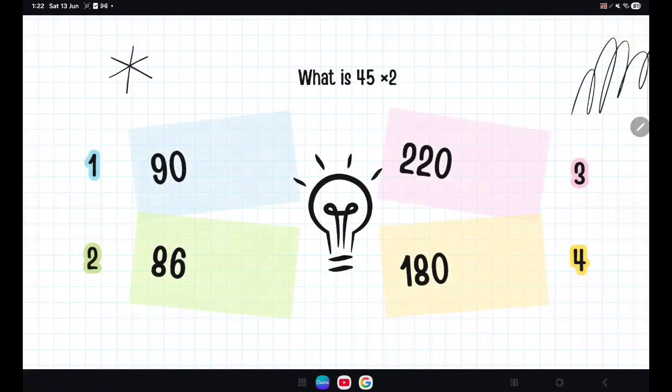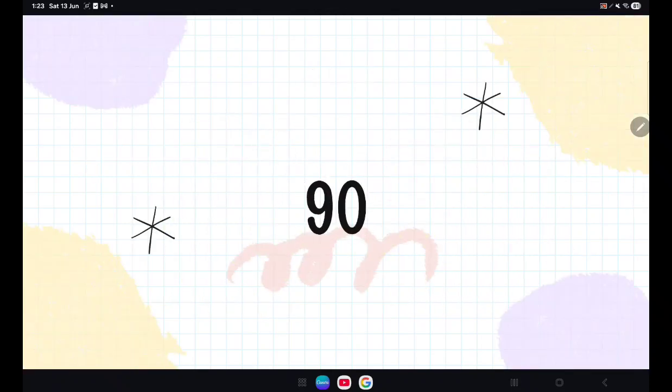Okay, so now that we've done that, if you guys really understood that, I have a question over here. 45 times by 2. The options are 90, 86, 220, 180. Now, if you would like to have a go at this, please put down the correct answer in the comment section below and you will see if you're right later in the video. So the answer was 90. I hope that all of you guys got that right. 45 times by 2 is 90, and you could have done that using our simple method of multiplication.